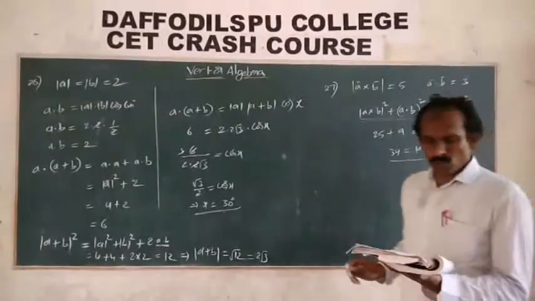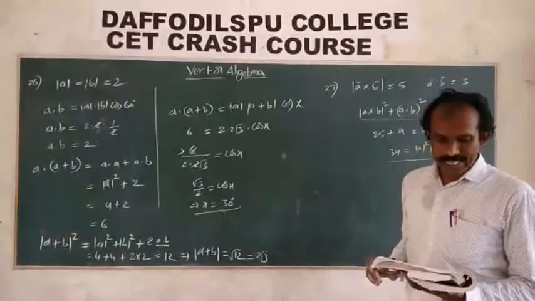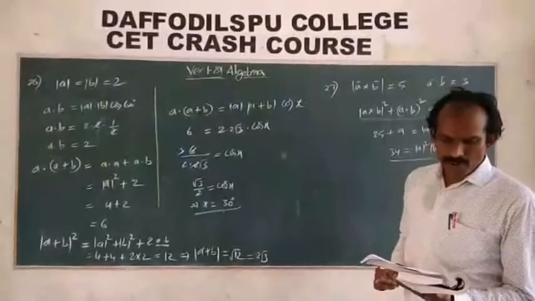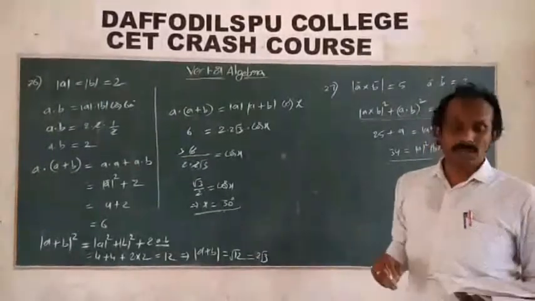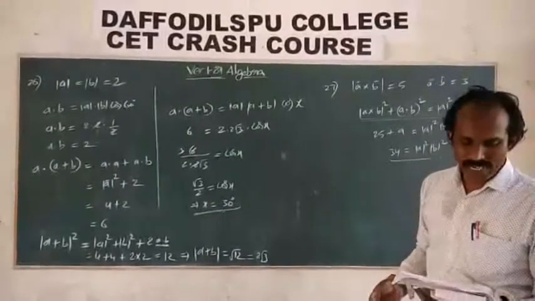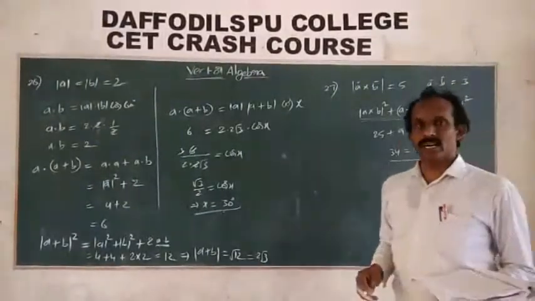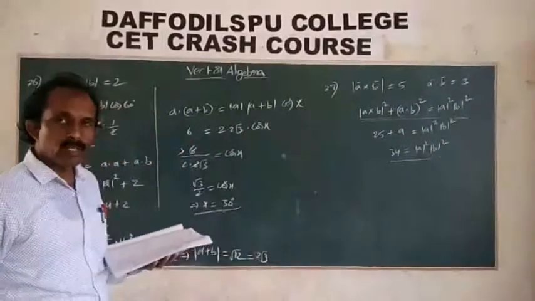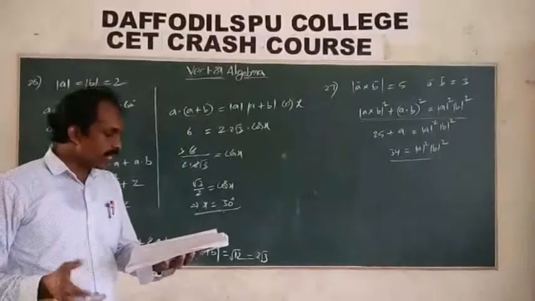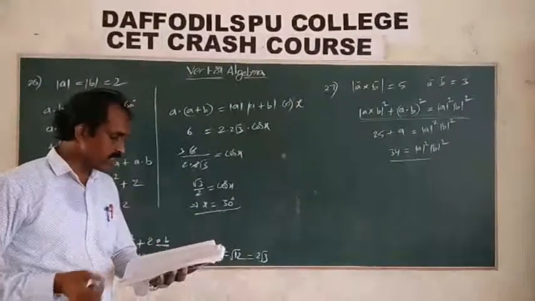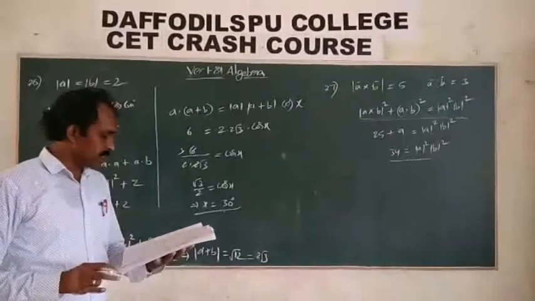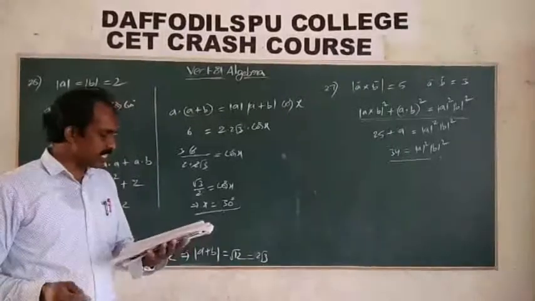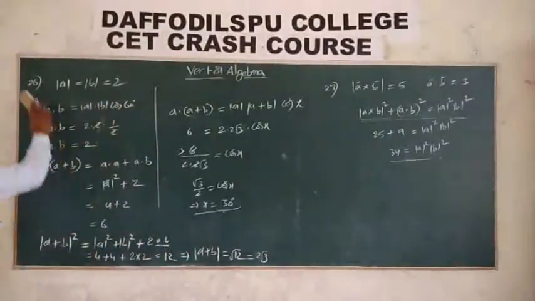Next term. Mod A bar is equal to some value and mod B bar is equal to 7. Then A cross B is given. Then find the angle between A bar and B bar. Here the A cross B concept is given, so we can apply the sin theta concept. A cross B, the angle between A and B in terms of cross product. A cross B is equal to mod A, mod B, and sin theta is used here. You will get the answer. 28 is homework. Next one. The area of the parallelogram with A bar and B bar as sides is 20 square units.